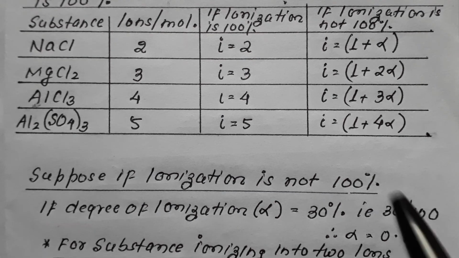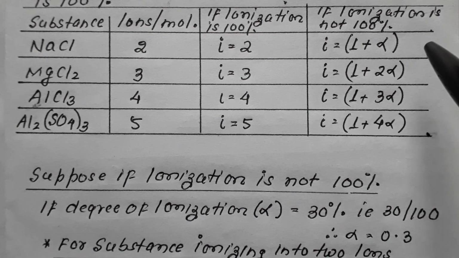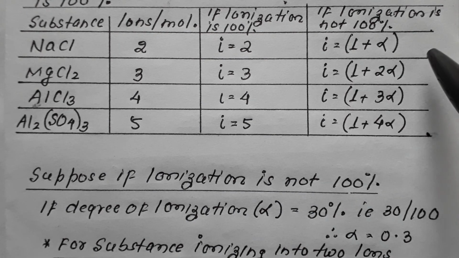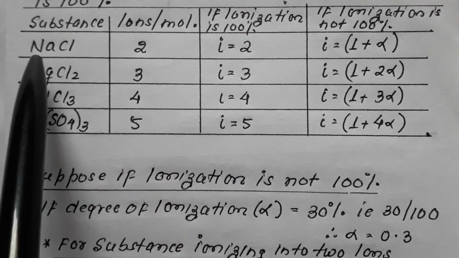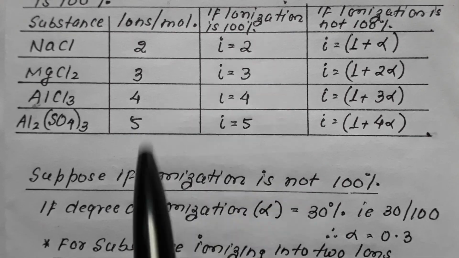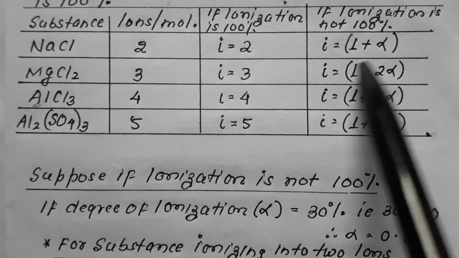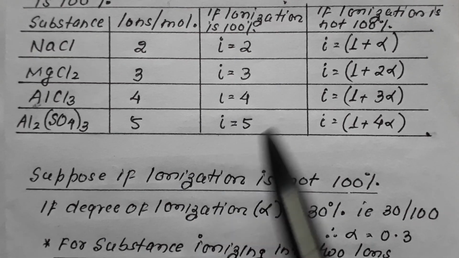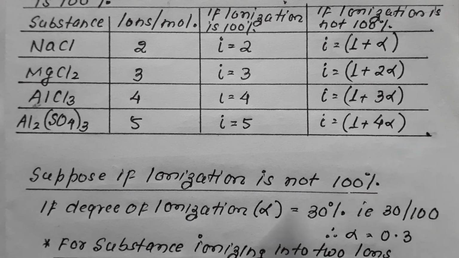Now there are two conditions. The first condition is when ionization is 100%, and the second is when ionization is not 100%. NaCl ionizes to give 2 ions per molecule, 1 sodium ion and 1 chloride ion, so its value of i is 2 provided ionization is 100%. But if it is not 100%, say the degree of ionization is alpha, then i is equal to 1 plus alpha.